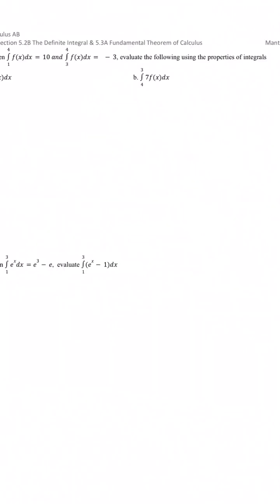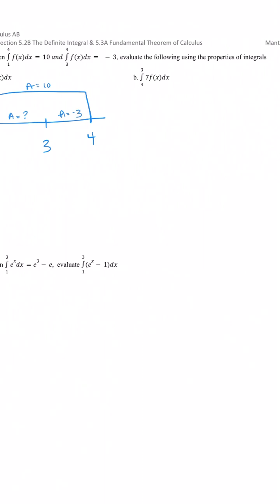Okay, really common kind of question. You're given some information about some integrals, and you're asked to evaluate some properties. Okay, so I'm looking for the integral from 1 to 3. Now I'm going to just kind of think about what's happening here. I want to know what is this area under the curve. Well, given what we have above, it tells me that from 1 to 4, the area is 10. And from 3 to 4, the area is -3.